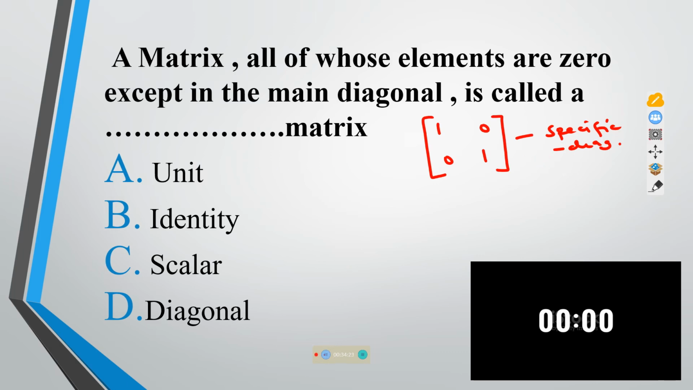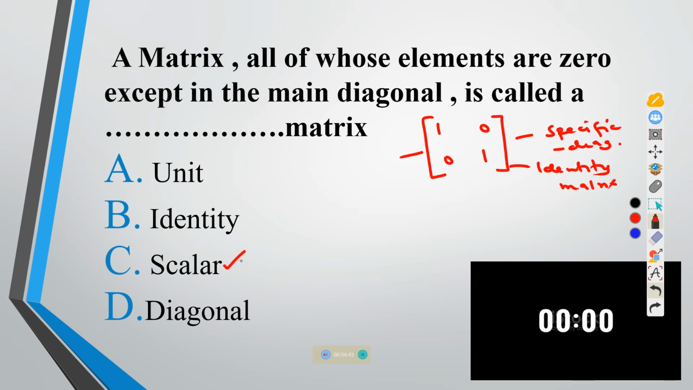So we have seen a unit matrix is a specific diagonal matrix where the entries off the diagonal are equal to 0. However, a unit matrix is the same as an identity matrix. Then when we talk about scalar, a scalar is actually when you are having a scalar like 2 multiplied into a matrix. Then we talk about diagonal.